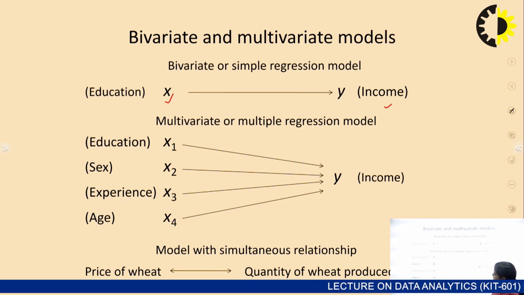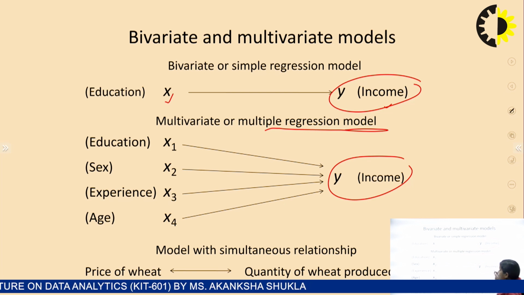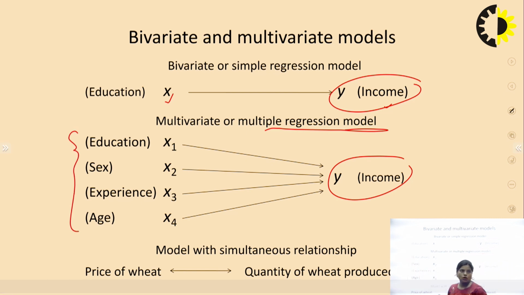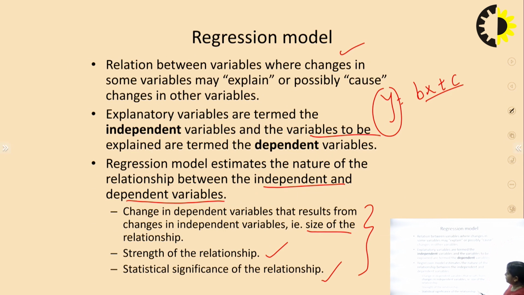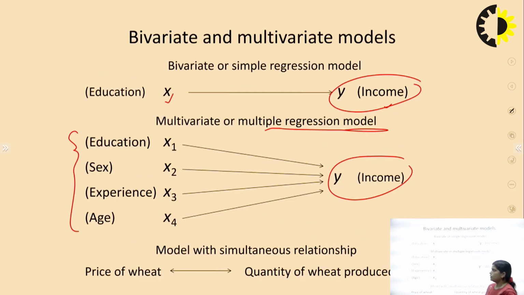Now the next one is the multivariate or multiple regression model. Here the dependent variable is common, that is income, but there is more than one independent variable, which are education, sex, experience, age. These variables can also have a direct impact over the income. Just as I had shown in the previous examples, here the dependent variable is employment income and the independent variables might be work, education, occupation. So that is similar here.